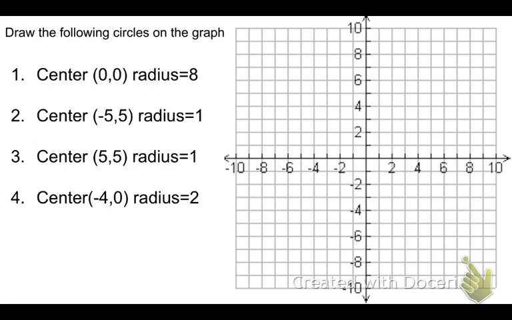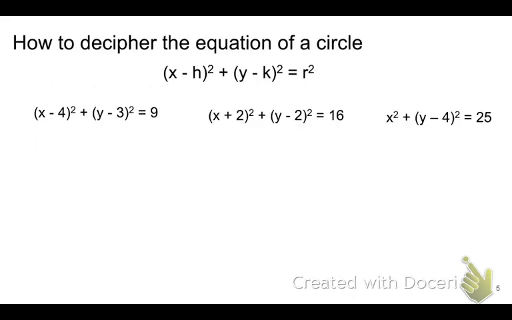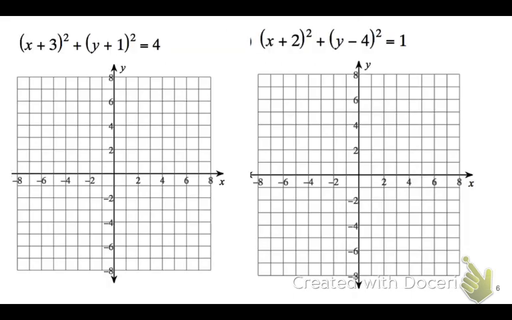We already did that one in class. So this is the fourth type of problem. You're given an equation, and then you are asked to graph it. And remember, if it has this form, (x minus h) squared plus (y minus k) squared equals r squared, it's going to be a circle.